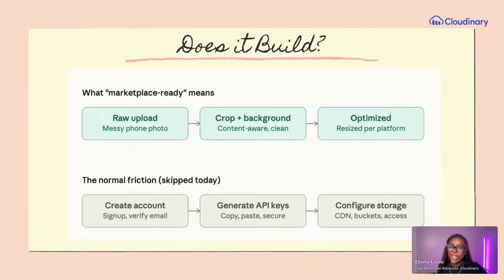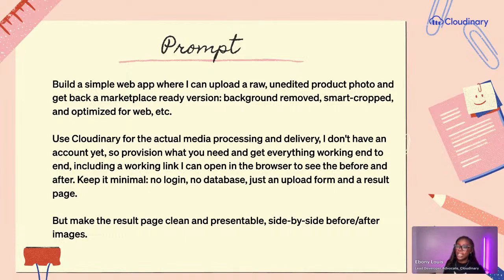So let's get into the prompt. This is the prompt that I'm going to give my AI agent. Because I want this to be a one-shot prompt kind of thing, I want to give it as much detail as possible. So you already know, we're going to build a simple web app where I can upload a raw, unedited photo, and I want to get back those marketplace-ready versions. I already told you the different features that it should have. And we're going to use Cloudinary for the actual media processing and delivery. And again, I'm telling it, I don't have an account yet, so provision what you need to get everything working end to end.